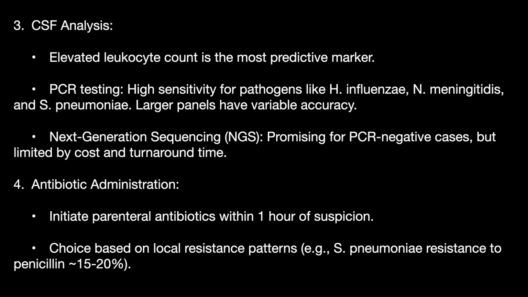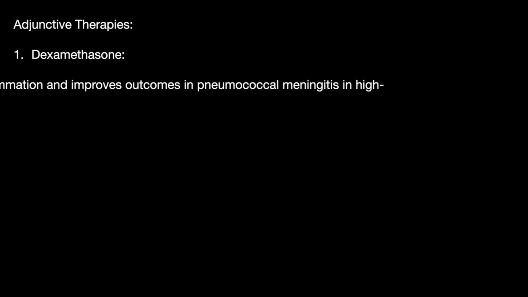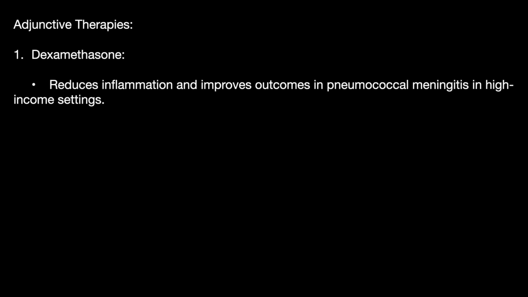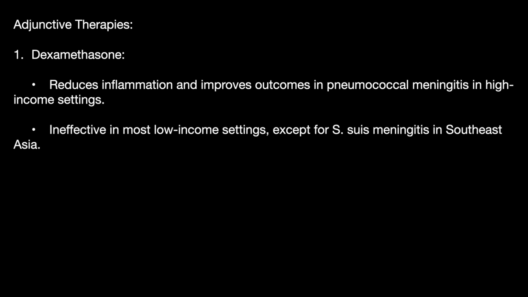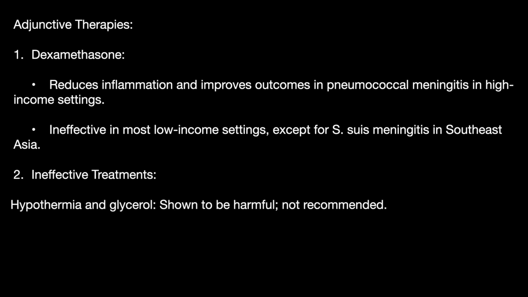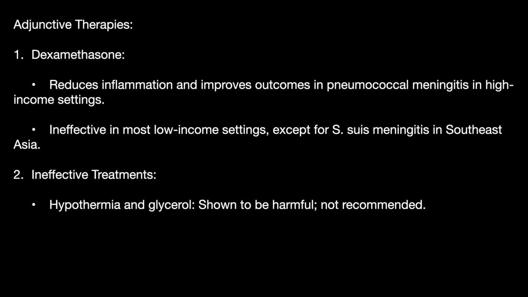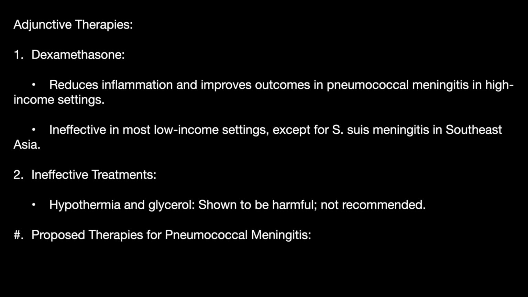Choice is based on local resistance patterns, that is Streptococcus pneumoniae resistance. If it is around 15 to 20%, then you go for ceftriaxone and vancomycin. Regarding the adjunctive therapies, as we have already discussed, dexamethasone is important. It reduces the inflammation and improves outcome. It is ineffective in most low-income settings except for Streptococcus suis meningitis in Southeast Asia. Ineffective treatments should be avoided, that is hypothermia and glycerol, which have not been shown to be of any benefit. And we have to look for newer therapies that we have already discussed.